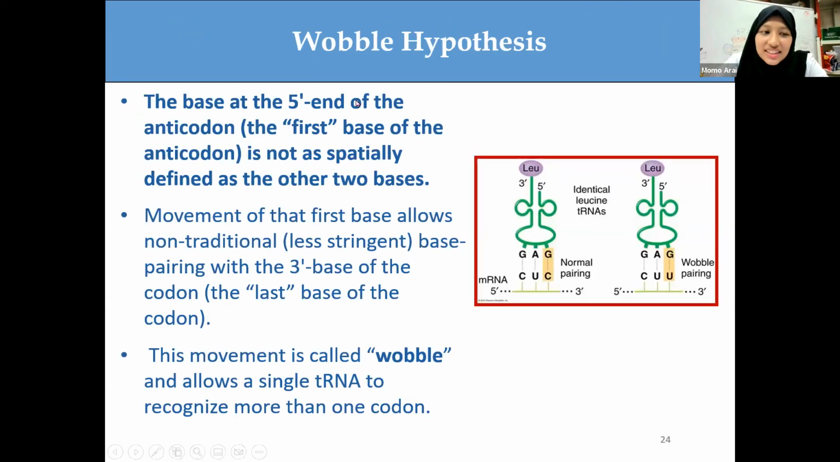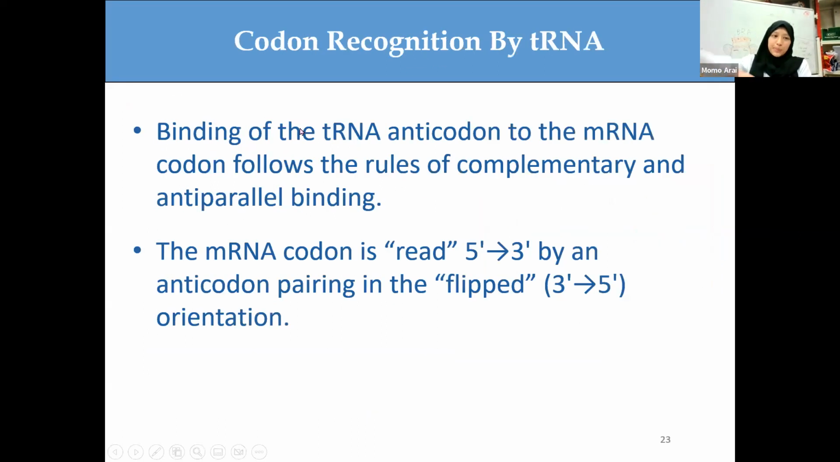Does it cause disease? Someone's asking. No, it doesn't cause disease. That's okay, it's a normal phenomenon. I don't understand if the tRNA starts from 3' or 5'. Okay, I'll go with 5'.